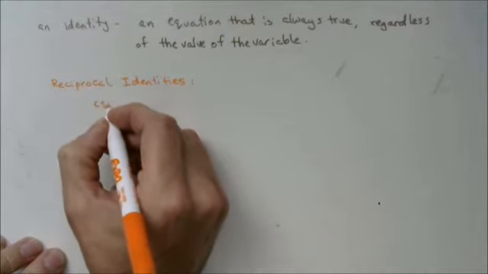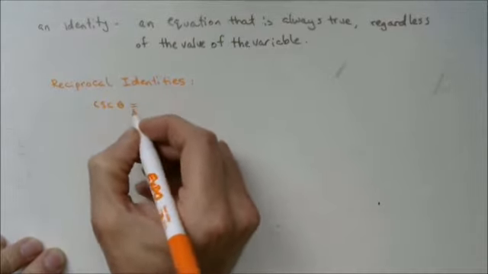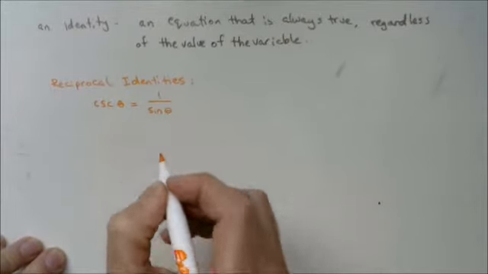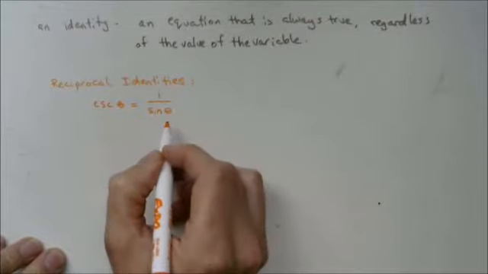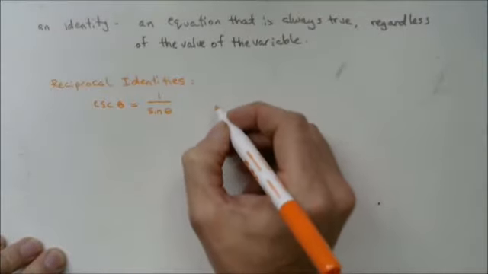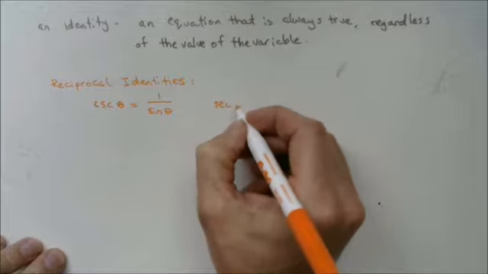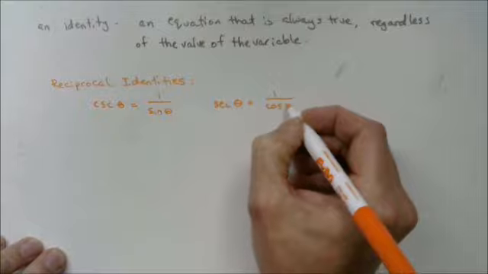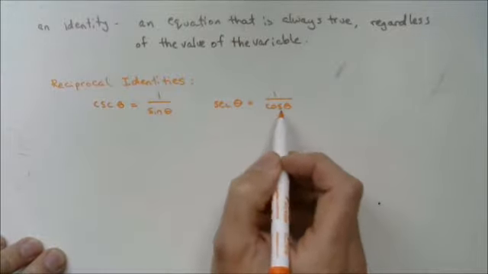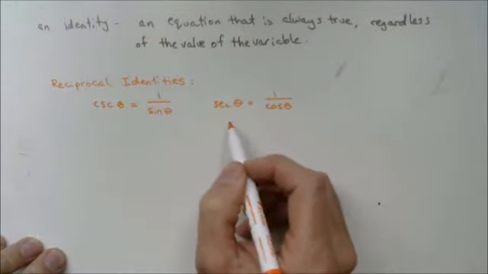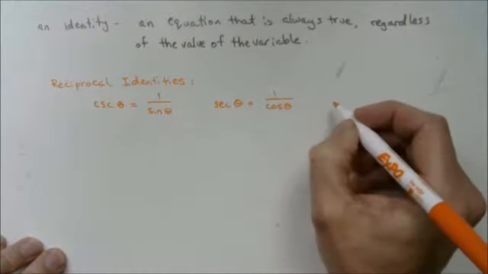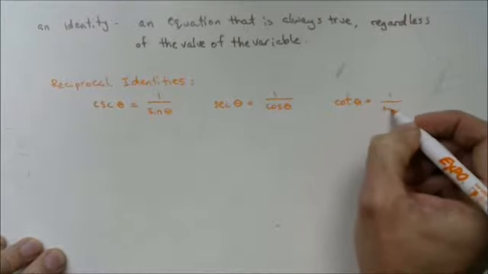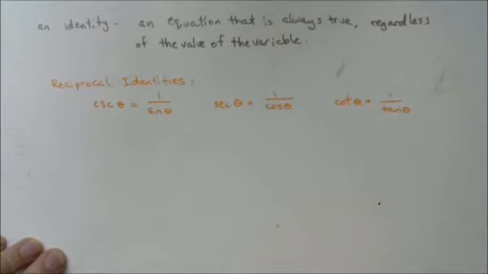The reciprocal identities are just the reciprocal trigonometric ratios. We know that the cosecant of theta is equal to 1 over the sine of theta. And that's true no matter what angle you're talking about. The other two are the secant of theta, which is the reciprocal of cosine. Again, this is a trigonometric identity. This is going to be true no matter what the angle measurement is. And cotangent of theta is equal to 1 over the tangent of theta.